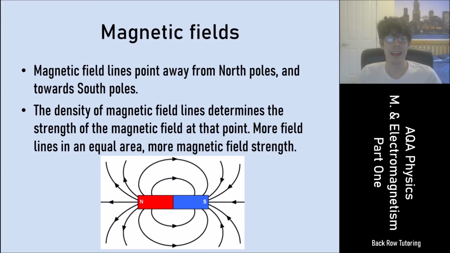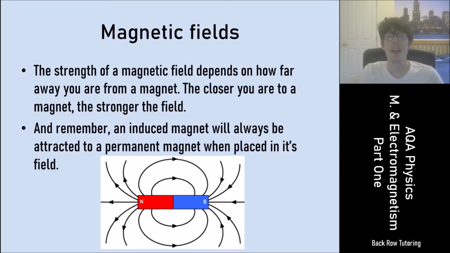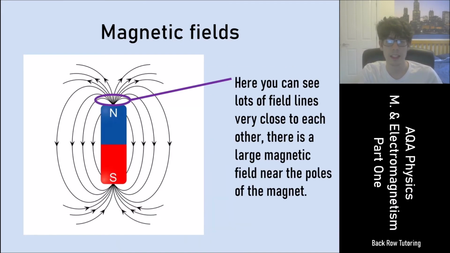More field lines in an equal area means more magnetic field strength. The strength of a magnetic field depends on how far away you are from a magnet. The closer you are to a magnet, the stronger the field. And remember, an induced magnet will always be attracted to a permanent magnet when it's placed in a field.